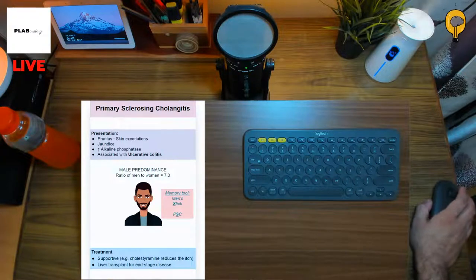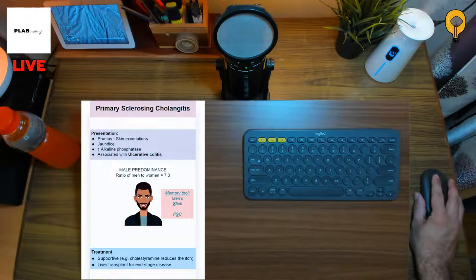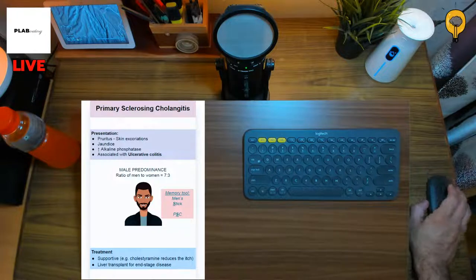Now, another case is isolated raised ALP, that is alkaline phosphatase. It can be physiological, such as in case of pregnancy or growing adolescence, or it can be due to some bony disease, such as osteomalacia, Paget's disease, or bone malignancies. That is about it. So now let's move further.